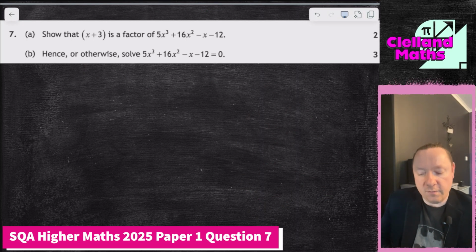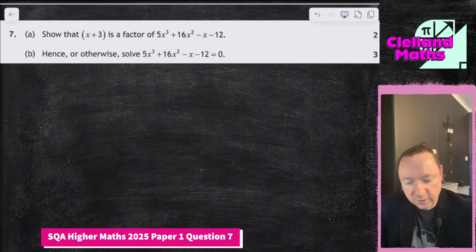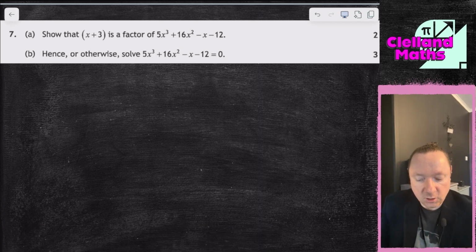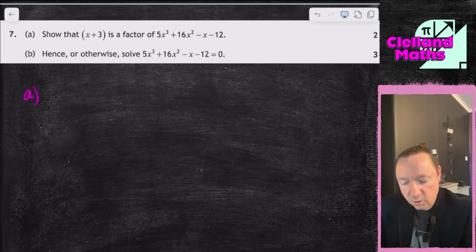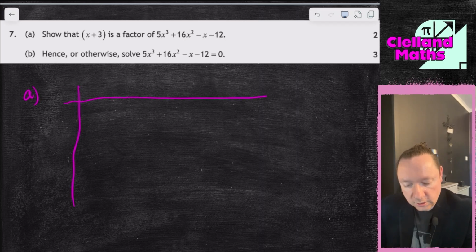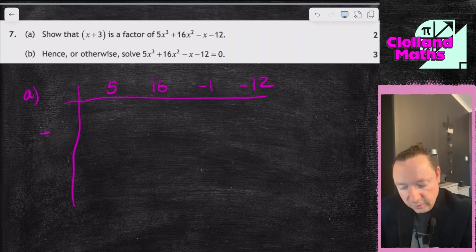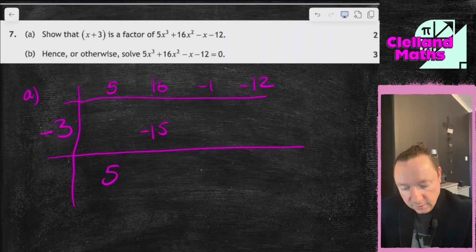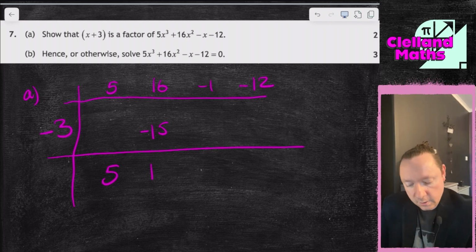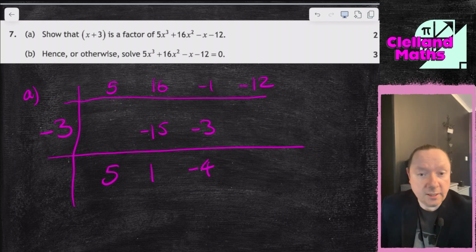SQA Higher Maths 2025, Paper 1, Question 7. Show that x plus 3 is a factor of this, and then hence or otherwise solve. So you can sub in directly, or as most of you will do, you'll use synthetic division. So you've got 5, 16, minus 1, minus 12, x plus 3, so I sub in minus 3. 5, then 16 minus 15 is 1. 1 times minus 3 is minus 3. Minus 3 minus 1 is minus 4. Minus 3 times minus 4 is 12, and we'll get 0.